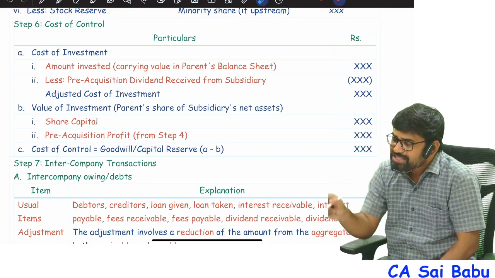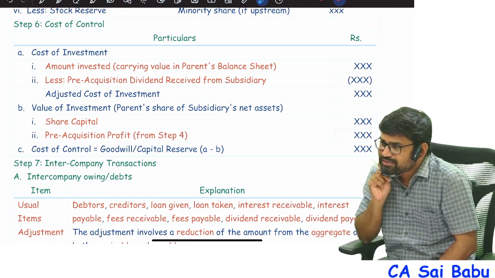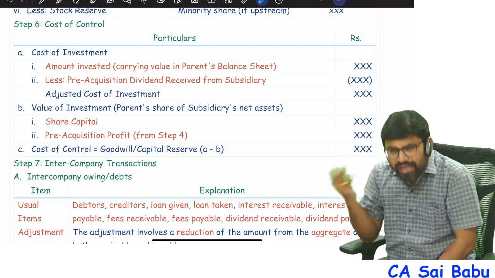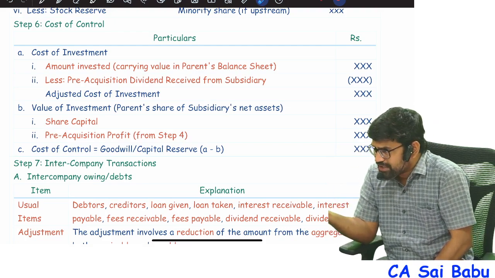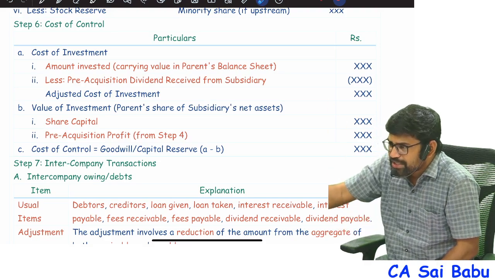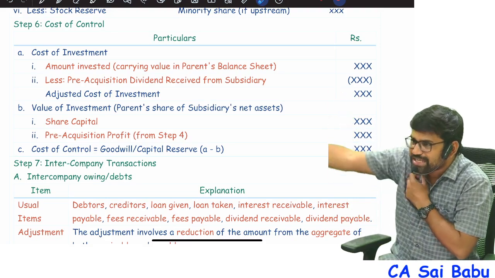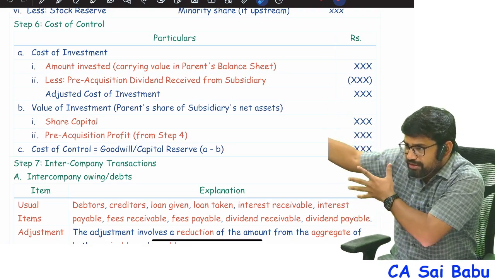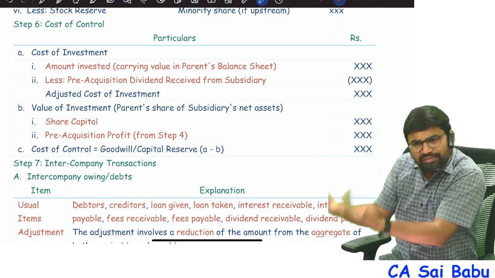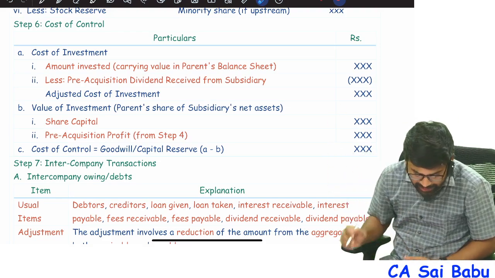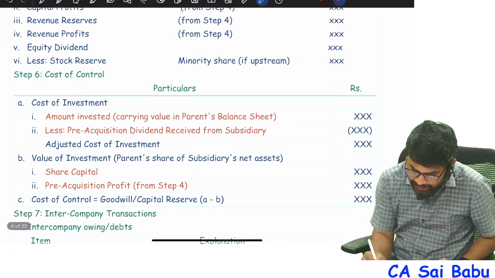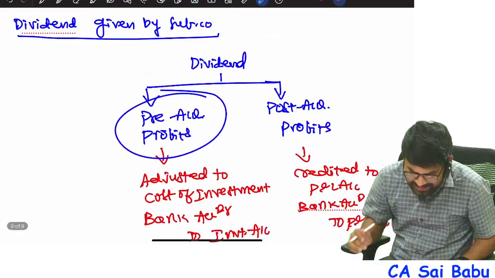Sir, if dividend received from post-acquisition profits, P&L, normal dividend. If I purchase any company shares, after I purchasing those shares, if company declares a dividend for the future period, then these are my revenue profits. They will be credited to P&L account. Okay? So you understand this adjustment?